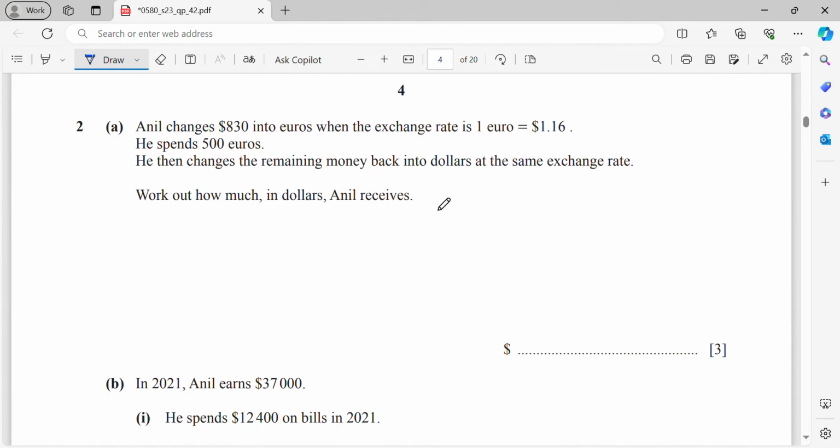Okay, now for question number 2, Anya changes $830 into euros when the exchange rate is 1 euro equals $1.16. He spends 500 euros. He then changes the remaining money back into dollars at the same exchange rate. Work out how much in dollars Anya receives. Okay, so now the remaining dollars, right?